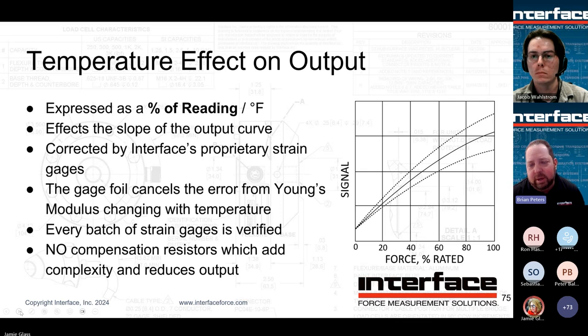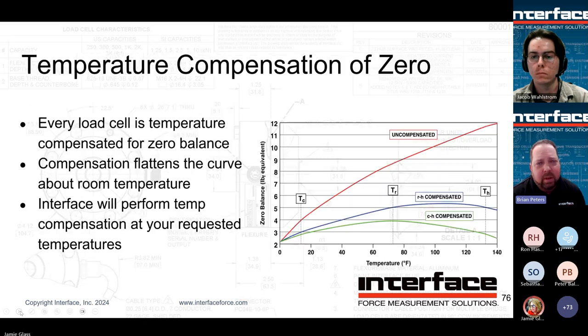So you end up with a fundamentally simpler bridge, fewer components, to respond to temperature change, but you don't also then have less output. And that's how most of our sensors are 4 millivolt per volt, because we don't have to add things that reduce that signal. So next slide.